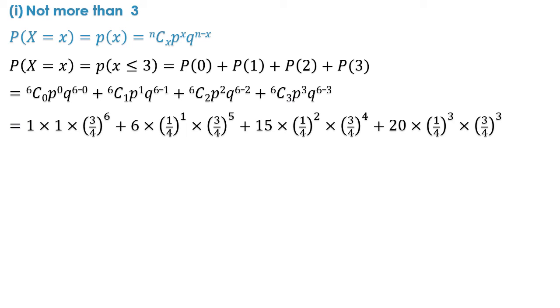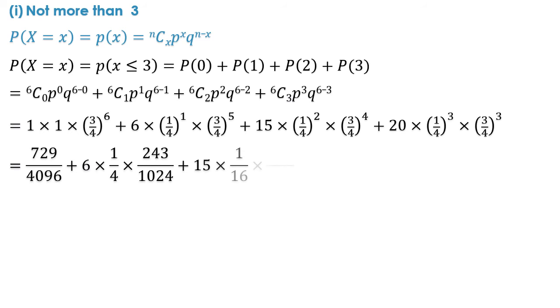Okay, now again you have to solve it one by one. For the first term, 1, we can just ignore it. 3 raised to 6 is 729, 4 raised to 6 is 4096, so just write that down. Next we have to go step by step.